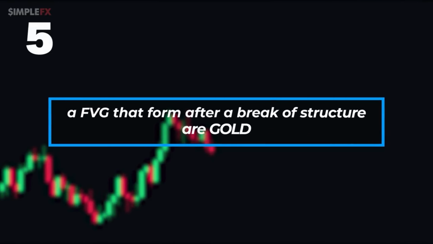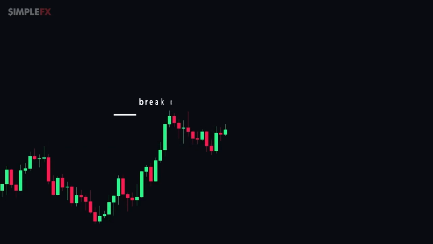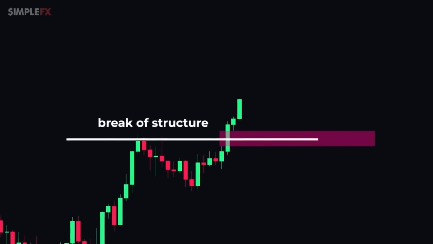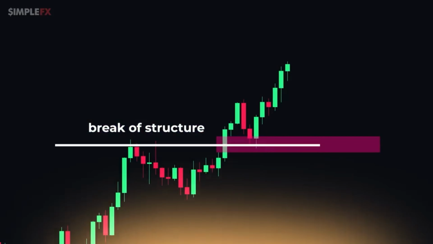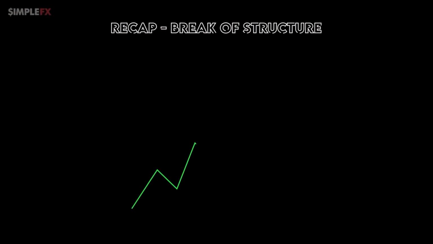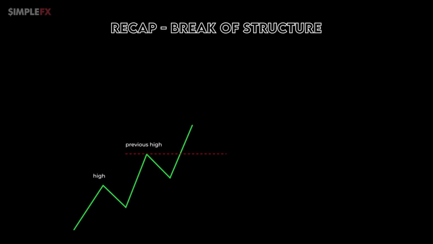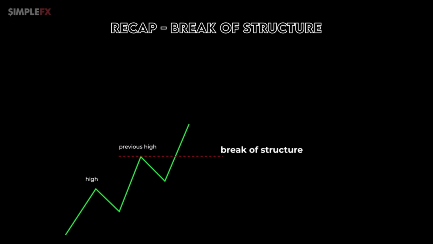Fair value gaps that form after a break of structure are gold. If you manage to spot these types of fair value gap, they have one of the highest win rates compared to other setups. To recap, here's a quick explanation of what a break of structure is during an uptrend. Whenever the price breaks a previous high, that's called a break of structure. A previous high refers to the highest price reached before the price pulls back or retraces.